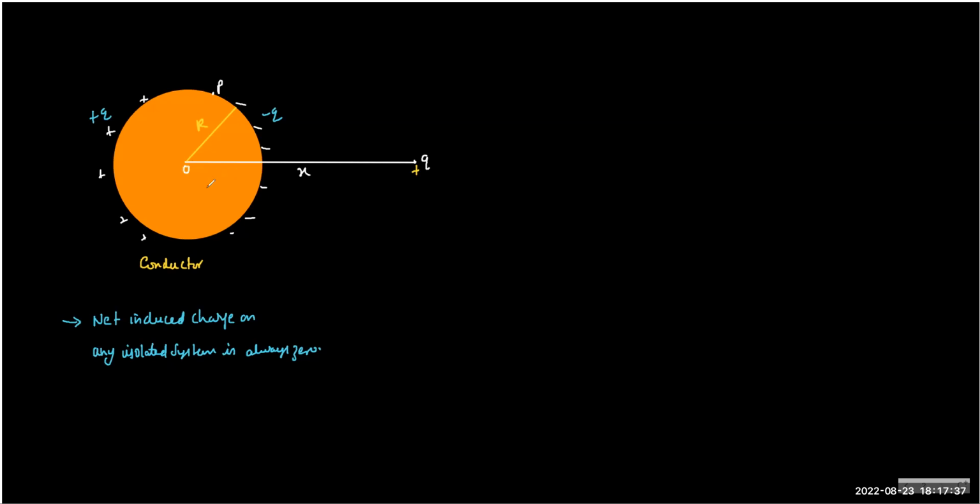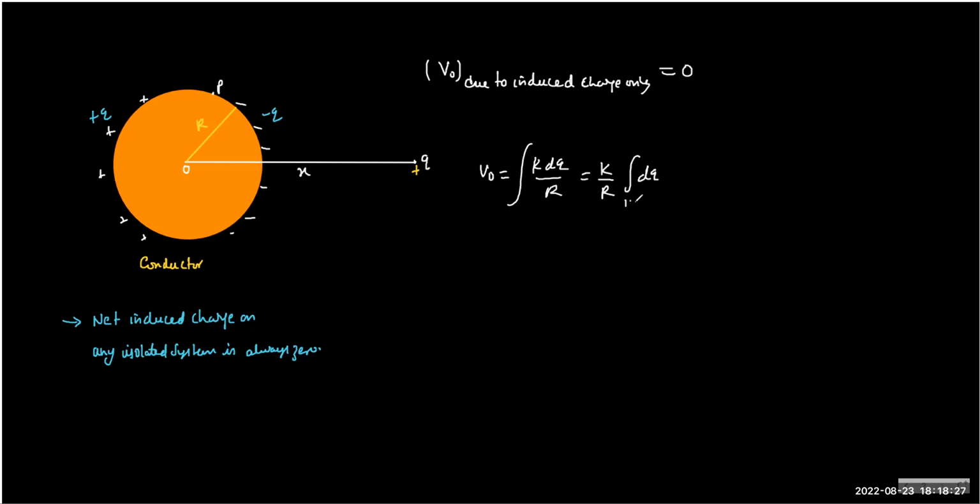So if I look at the center, and the center is a very convenient place because it is the place at which all induced charge will contribute how much? If I ask you, what is the potential at O due to induced charge only? Zero. And the answer is correct. It is zero because the plus will create the same as the minus will create. And luckily, no matter what the distribution is, the distance is the same. The R is the same for all. And therefore, if you integrate K dQ by R at O, because R is a constant quantity, and if you add all dQ, it will give you zero. Correct? So the potential due to the induced charge at the center is zero.